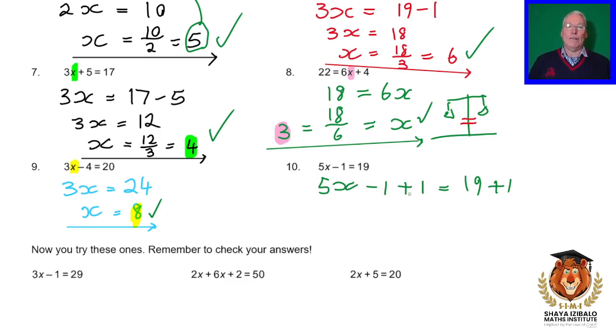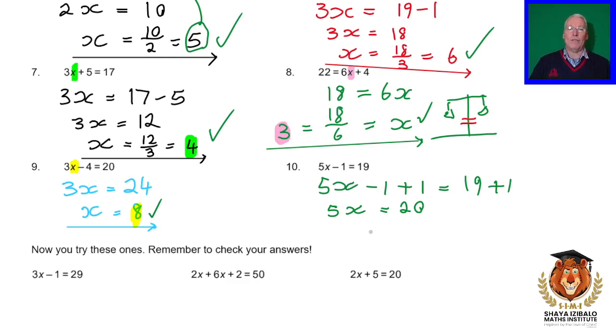Now if we do some simplifying, on the left-hand side we get 5x. And notice we spent a lot of lessons previously simplifying algebraic expressions. That's why we did it. We did that so that we can do this. 19 plus 1 is 20. Now we just need to find out what 1x is.